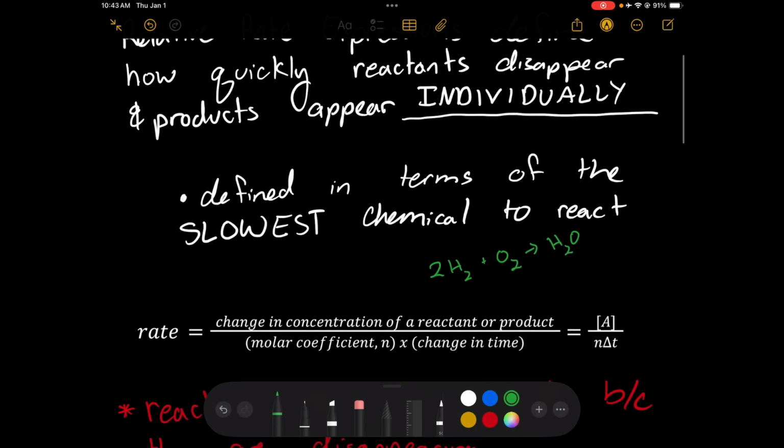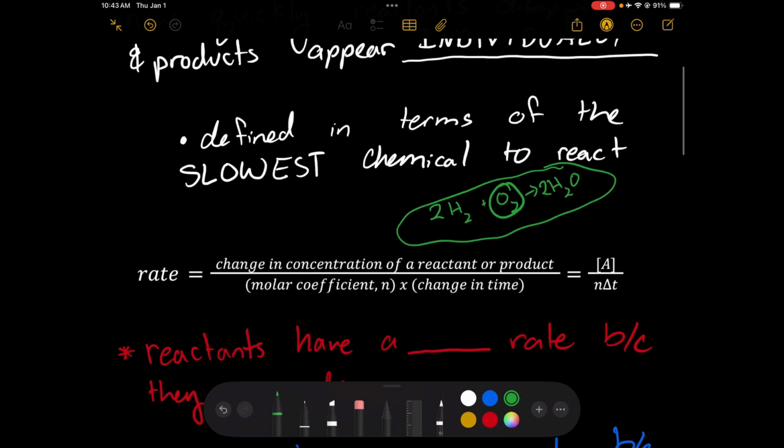So if I'm looking at this little reaction right here, we have 2H2 plus O2 yielding 2H2O. The slowest chemical to react is going to be O2, and I know that because it has the lowest molar coefficient. And that means that the entire rate of reaction is going to be defined in terms of that one, and every other reactant and product is going to be defined in terms of that one.